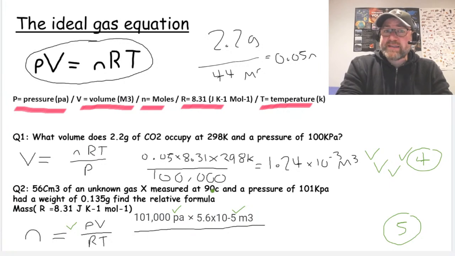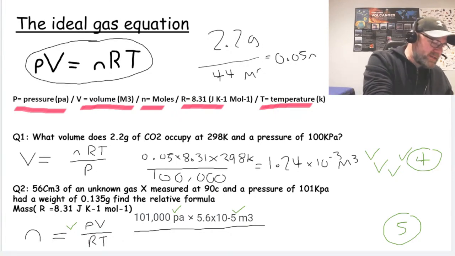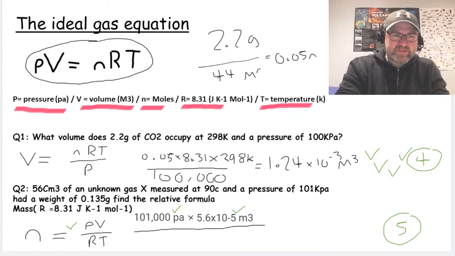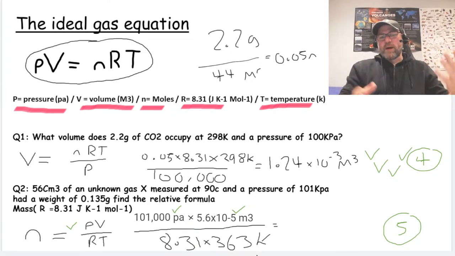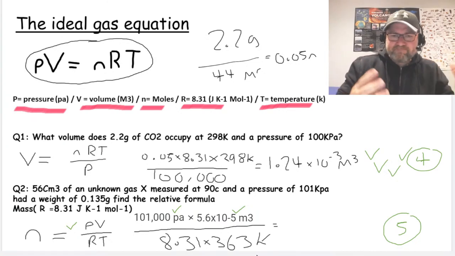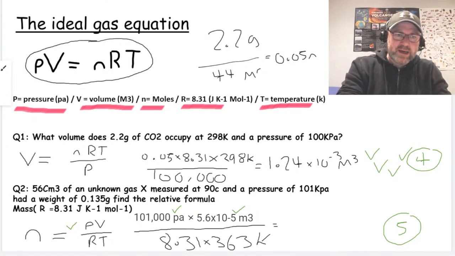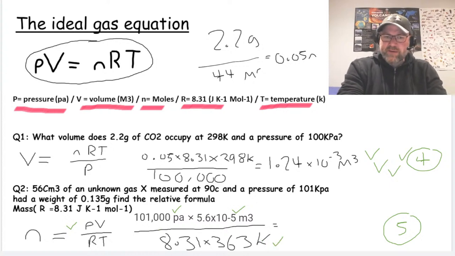I've then got to convert 90C into Kelvin. So we add 273. So we go 90 plus 273, and we get 363. And we're going to times that by 8.31. Sometimes all three of those conversions are worth one mark, or all three are worth two marks, but they're not normally worth three marks. I'm just going to put a tick there for possible marking points because there are three conversions we've done there and we've rearranged the equation. We now get our answer.